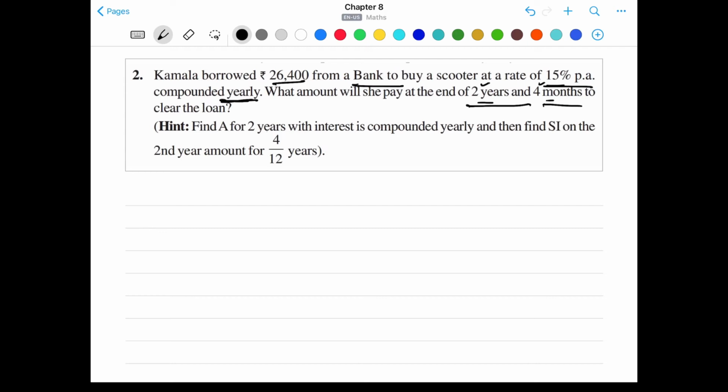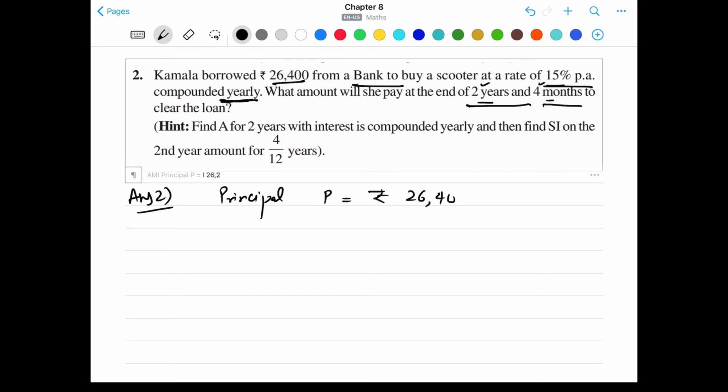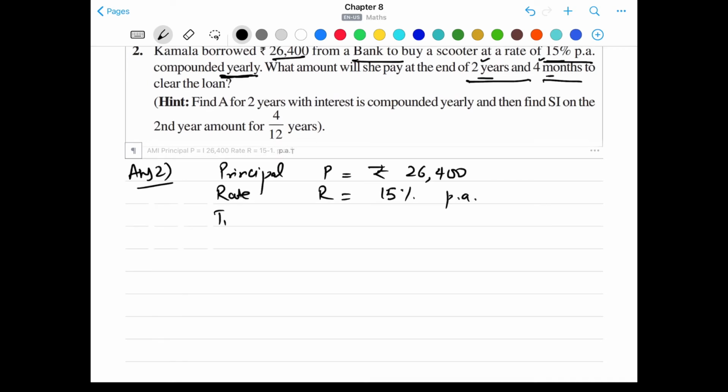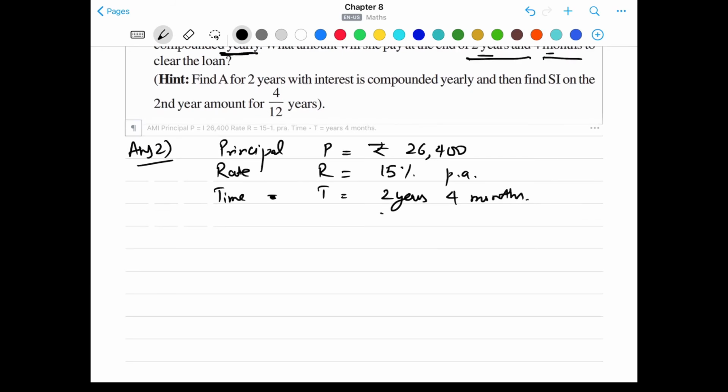Okay, so let's start answer number 2. Here the principal P is rupees 26,400. Rate of interest R is equal to 15% per annum. And the time here is 2 years and 4 months. So first we will take only the first 2 years and calculate the compound interest for 2 years on this amount, and after that, on the amount after the 2 years, we will calculate the simple interest for 4 months. So this will be done in 2 parts. So let's start.